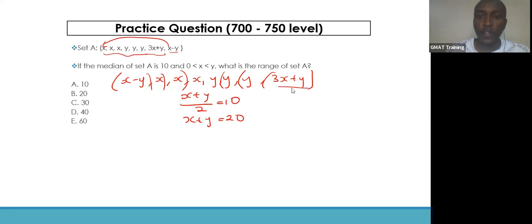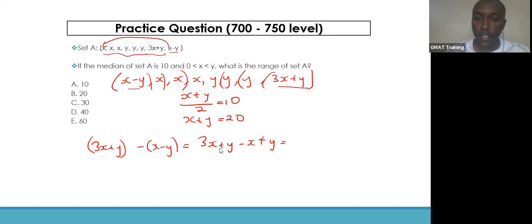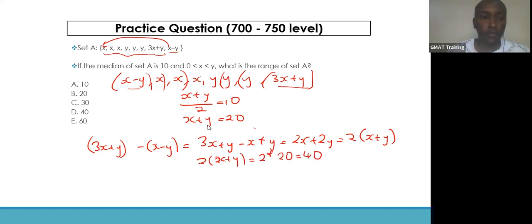So the range is the largest value, 3X plus Y, minus the smallest value, X minus Y. That's 3X plus Y minus X minus Y. This is 3X plus Y minus X plus Y. This is 3X minus X, that's 2X. Y plus Y, that's 2Y. This is also like saying 2 times X plus Y. We need to find 2 times X plus Y, and we already know that X plus Y is equal to 20. Therefore 2 times X plus Y equals 2 times 20, and that's 40.